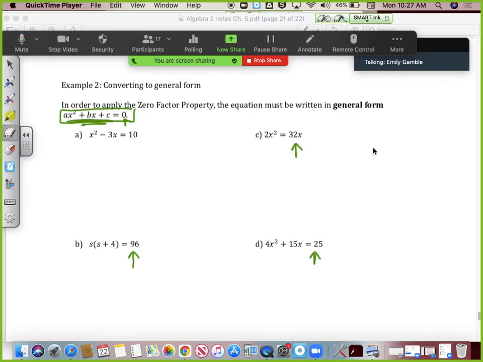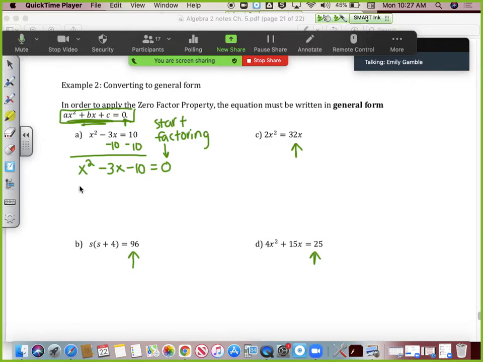To move this 10 to the left-hand side, I can subtract 10 from both sides, and it'll turn this problem into x squared minus 3x minus 10 equals 0. Now that we have the equals 0 part, we can start factoring. You cannot factor something in equation form if it's not equal to 0. Once it is equal to 0, we can factor x squared minus 3x minus 10.